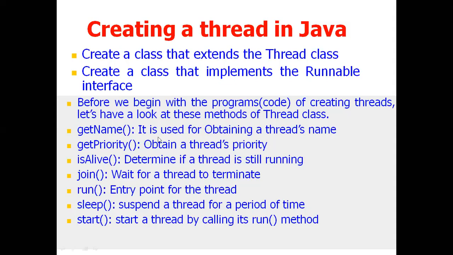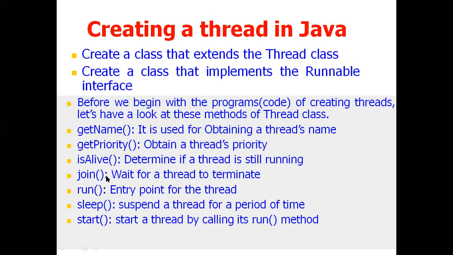getPriority obtains a thread's priority. Our CPU can assign priority to threads, and the user can also assign thread priorities. Thread priorities we will discuss in our next concept. Next is isAlive, a method which determines whether a thread is still running or still alive or not.